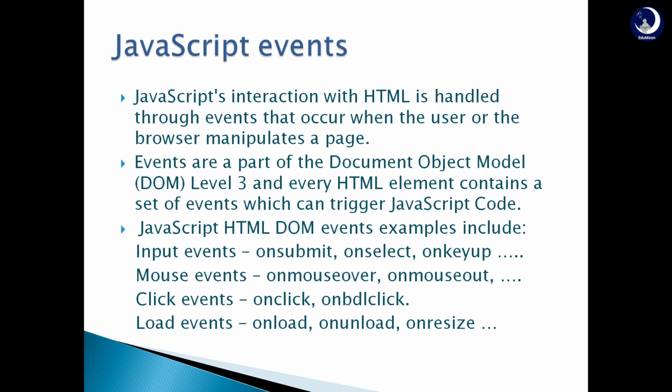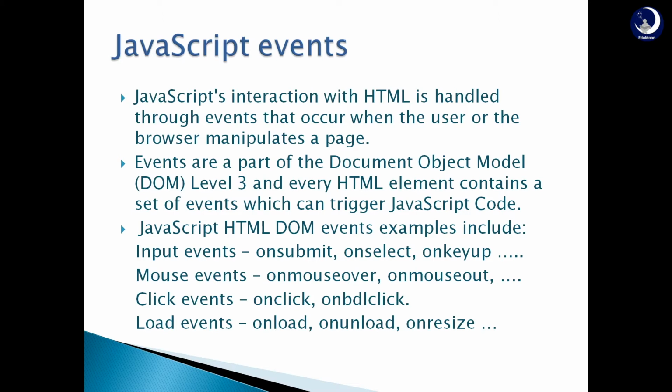The onsubmit attribute is used when you want to create a response for an event such as submitting the form. The onselect attribute is used when the user selects an element in an HTML web page. onkeyup is used when a user presses a key and releases it, and at that release point you want to create a response.